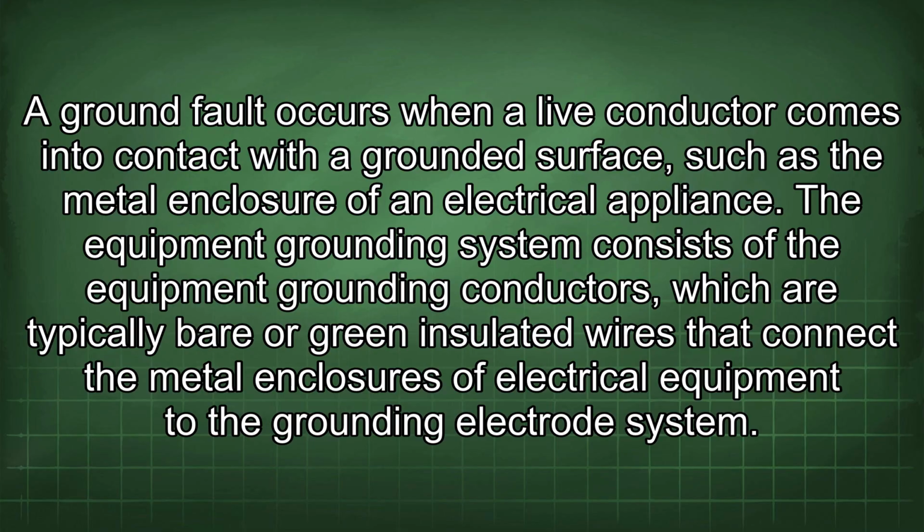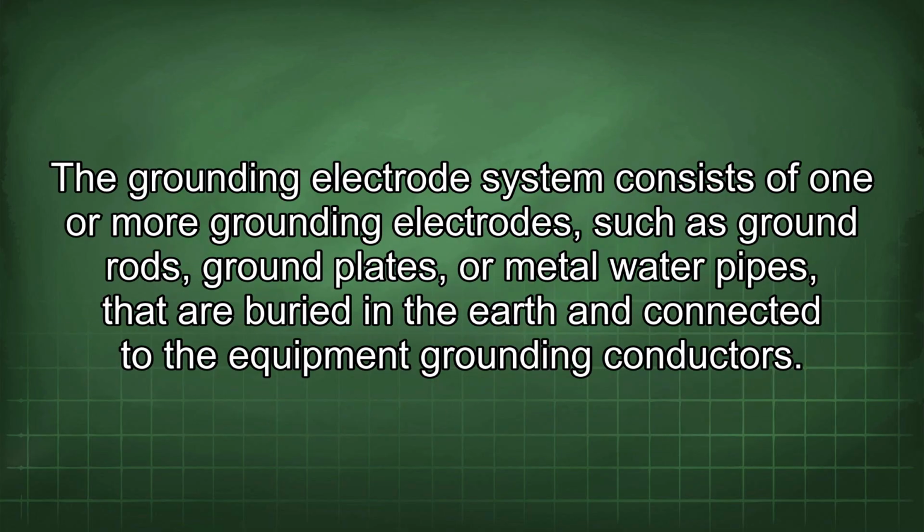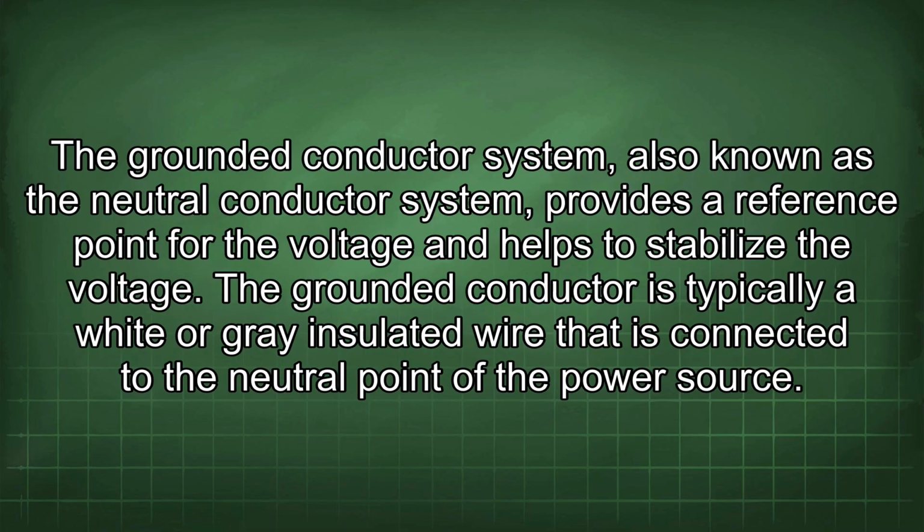The equipment grounding system consists of the equipment grounding conductors, which are typically bare or green insulated wires that connect the metal enclosures of electrical equipment to the grounding electrode system. The grounding electrode system consists of one or more grounding electrodes, such as ground rods, plates, or metal water pipes, that are buried in the earth and connected to the equipment grounding conductors. The grounded conductor system, also known as the neutral conductor system, provides a reference point for the voltage and helps to stabilize the voltage. The grounded conductor is typically a white or gray insulated wire that is connected to the neutral point of the power source.